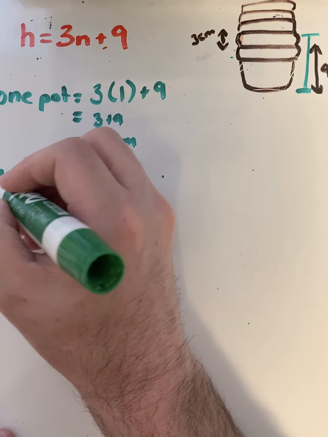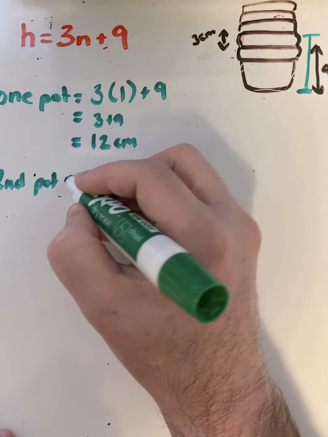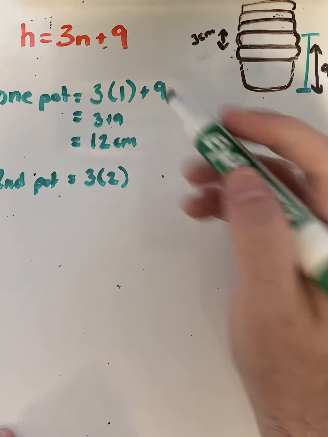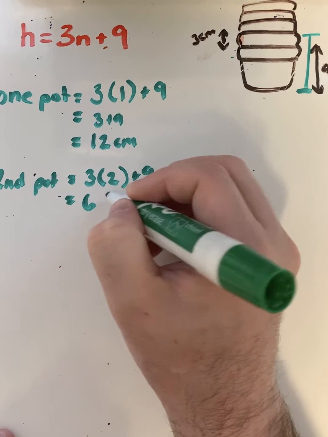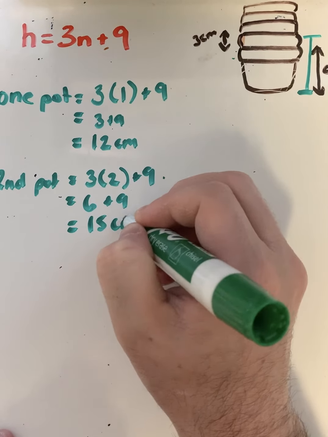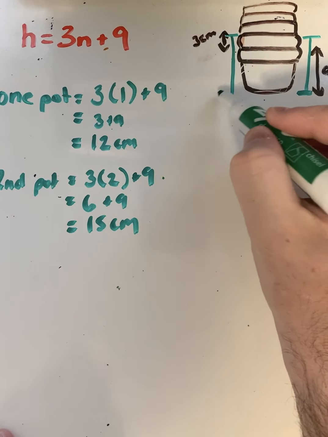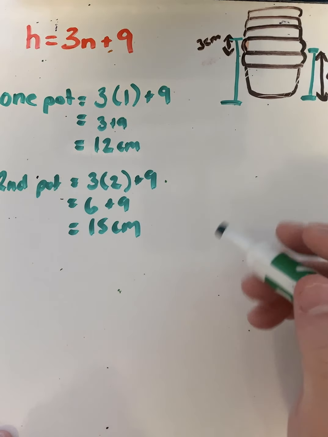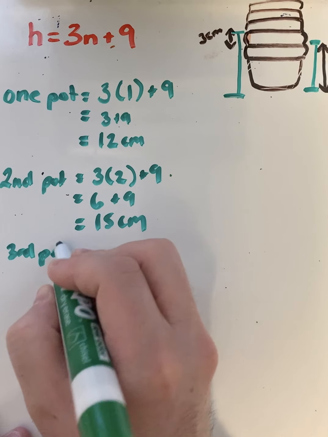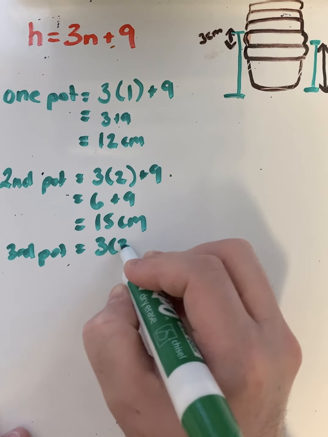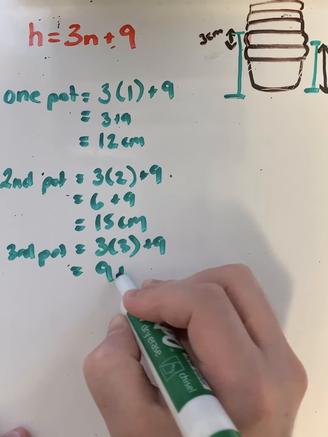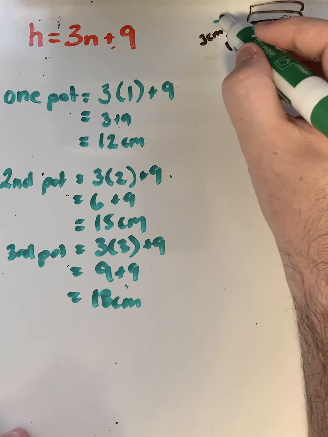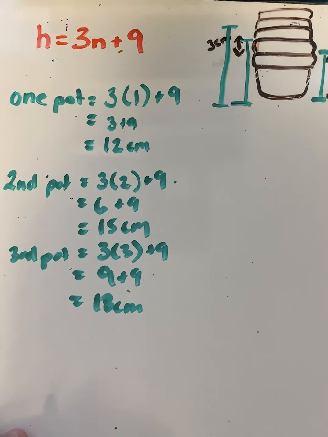If I want to do the second pot, I would do the exact same thing. I would say now I'm going to do 2 of these lids plus 9. So I'm going to do 6 plus 9. I'm going to get 15 centimeters. So from here all the way down is 15 centimeters. And then if I want to find the third pot, I would say it's 3 times 3 plus 9. So 9 plus 9, which is 18 centimeters. So that third pot all the way down to the bottom, it's 18 centimeters.